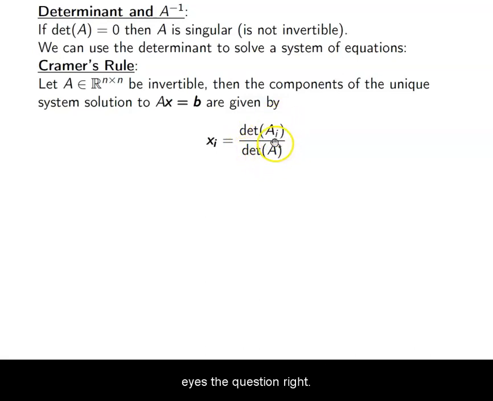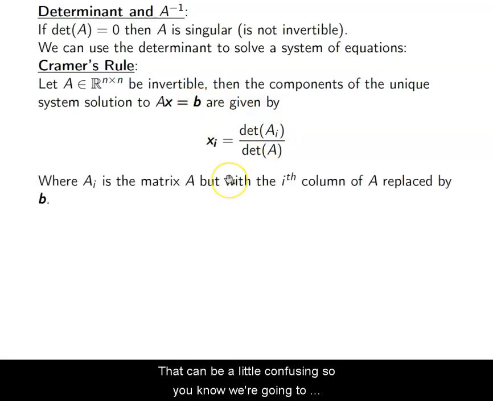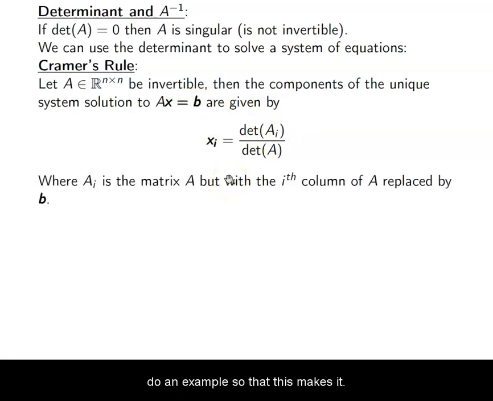So what is Ai is the question, right? A, I know what it is. Ai is our matrix A where we replace column i with the vector B. Okay, so that can be a little confusing. So we're going to do an example so that this makes sense. Cramer's rule is pretty impressive. It's very useful for us to find answers. So again, Ai means that I replace, if A1 for instance is me replacing the first column with my vector B.